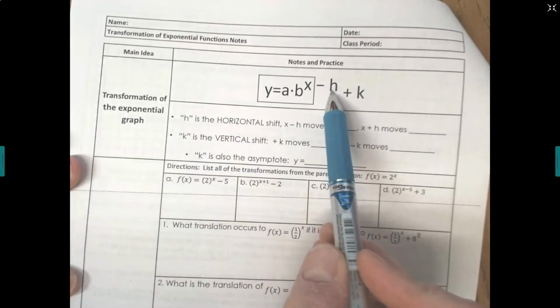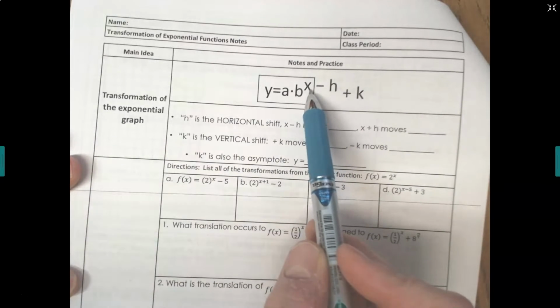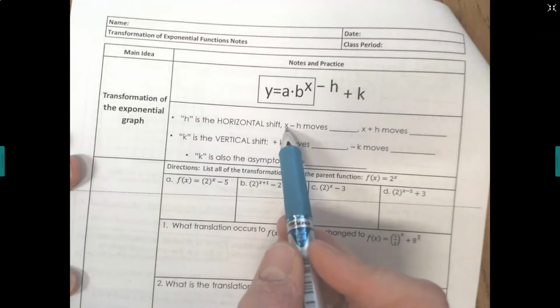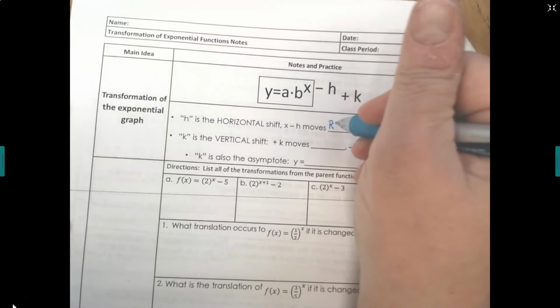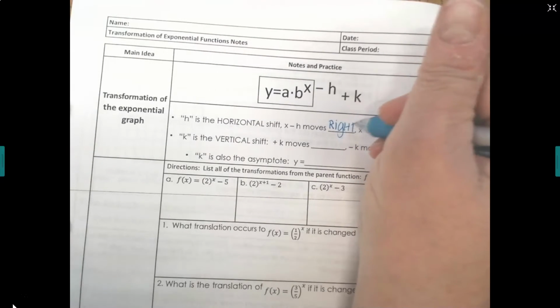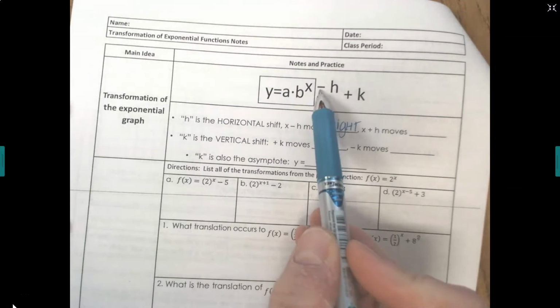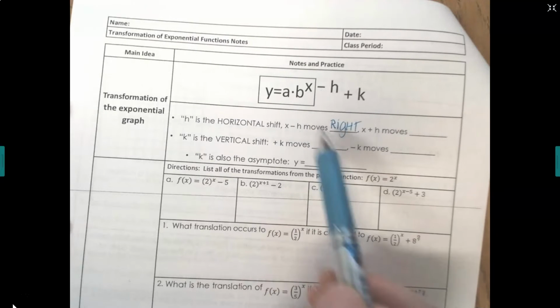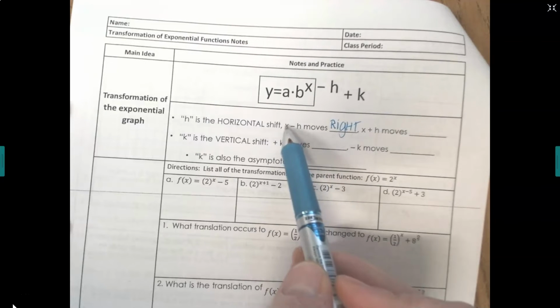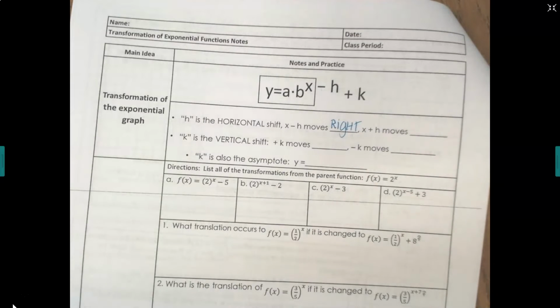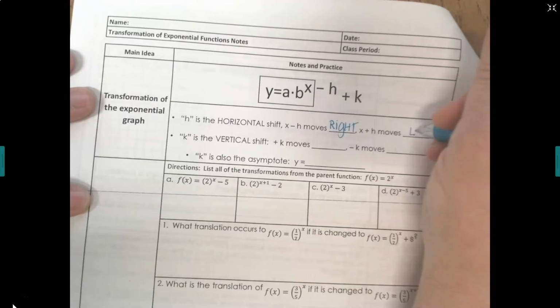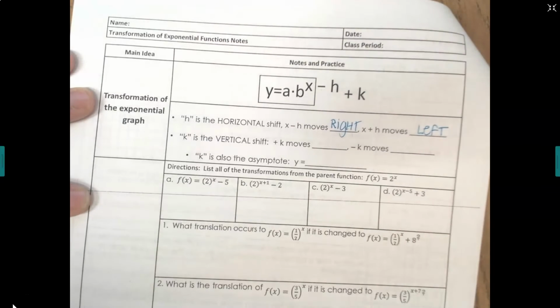The h value. The h value is up here in your exponent. If the exponent says x minus h, then your graph is going to move to the right. Because this is a negative sign in your exponent, to have x minus h, it'd be x minus a positive number, and that positive number would mean you would move to the right. If it says x plus h, that means you would have had x minus a negative number, and so that's going to move your equation to the left.